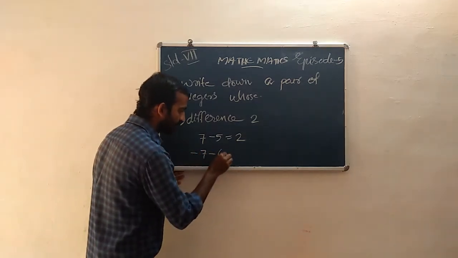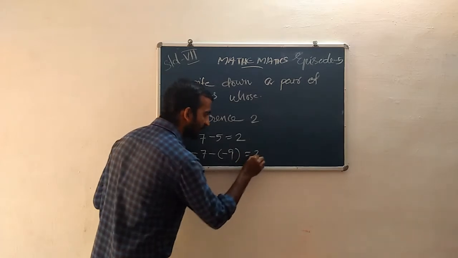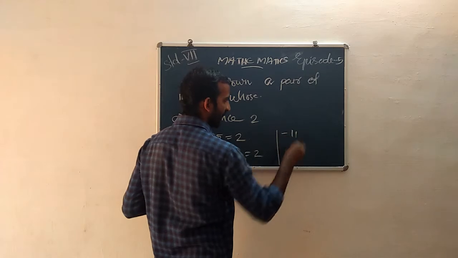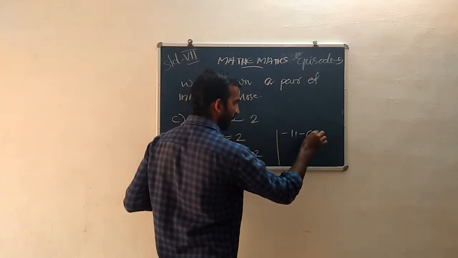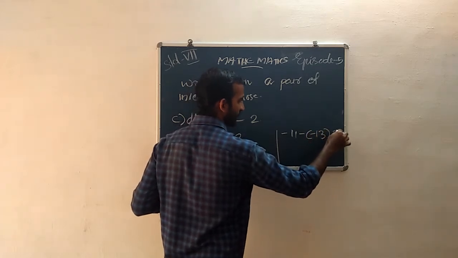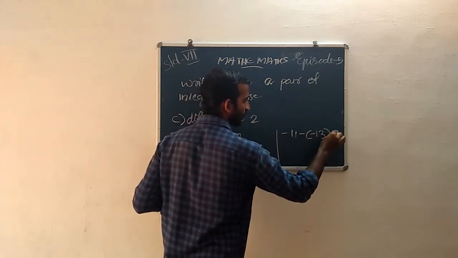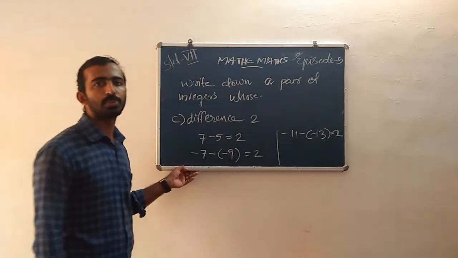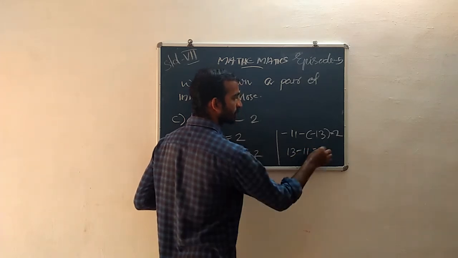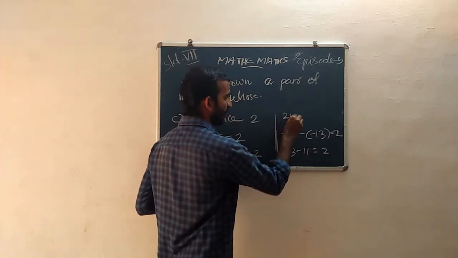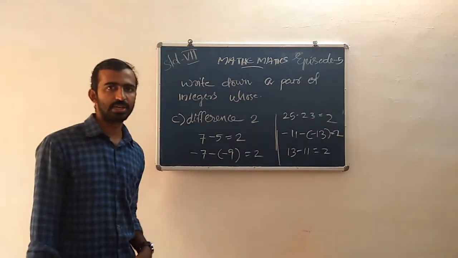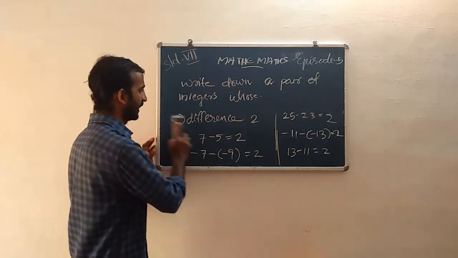Negative 7 minus negative 9, we get 2. Negative 11 minus negative 13, we get the answer 2. And we can write 13 minus 11, we get the answer 2. Or 25 minus 23, we get the answer 2. These are the examples or solutions. Is it correct? Yes.